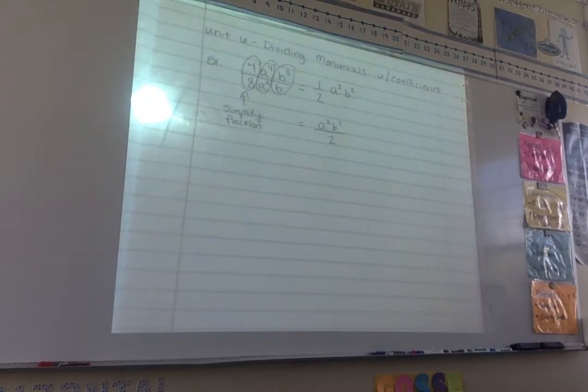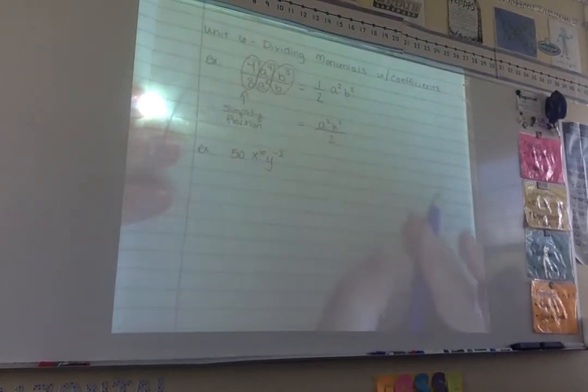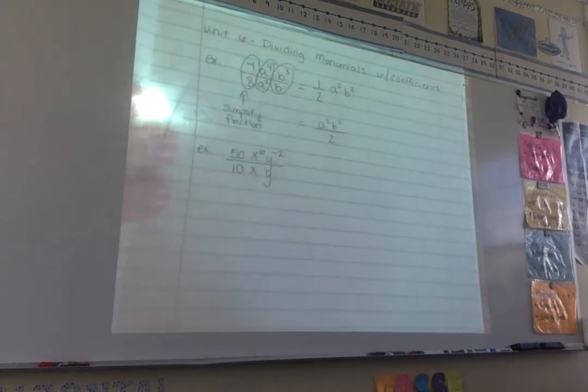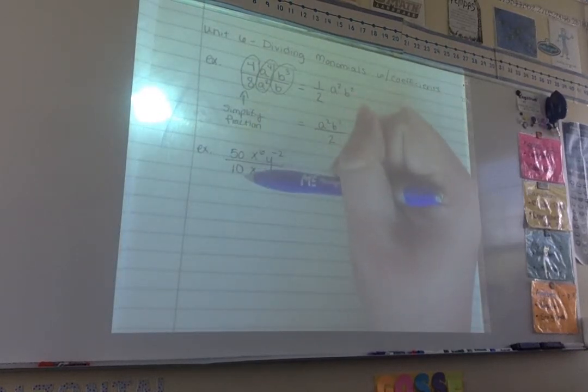And now I'm going to do one where the bigger coefficient is on the top. I think those are a little bit easier. Alright, so here's another example. Let's do 50 x to the 6th, y to the -2, all over 10 x y. So same kind of process here, except can 50 be evenly divided by 10?